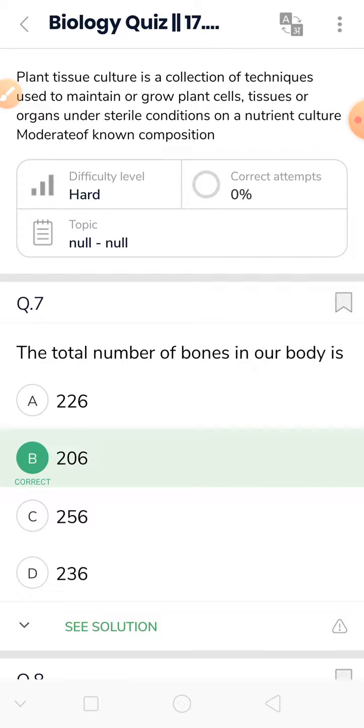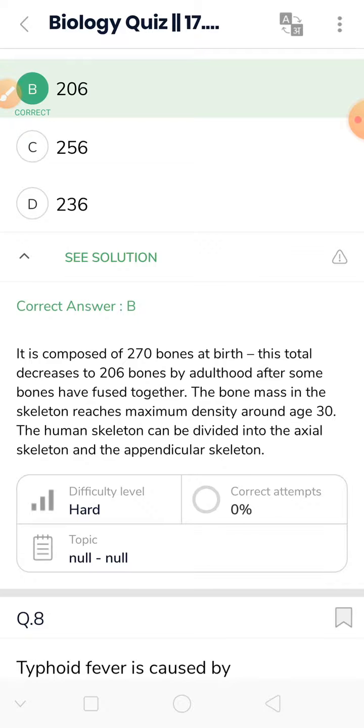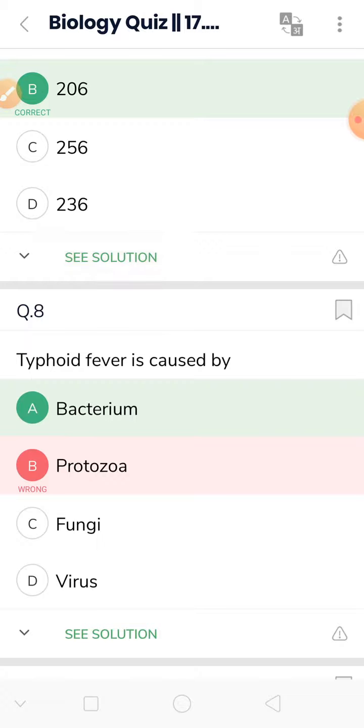Total number of bones in our body is 206. It is composed of 270 bones at birth. This total decreases to 206 bones by adulthood after some bones have been fused together. The bone mass in the skeleton reaches maximum density around the age of 30. The human skeleton can be divided into the axial skeleton and the appendicular skeleton.